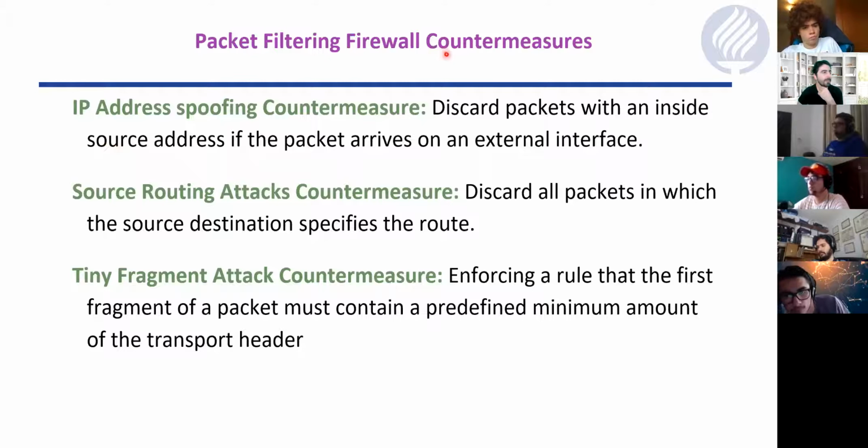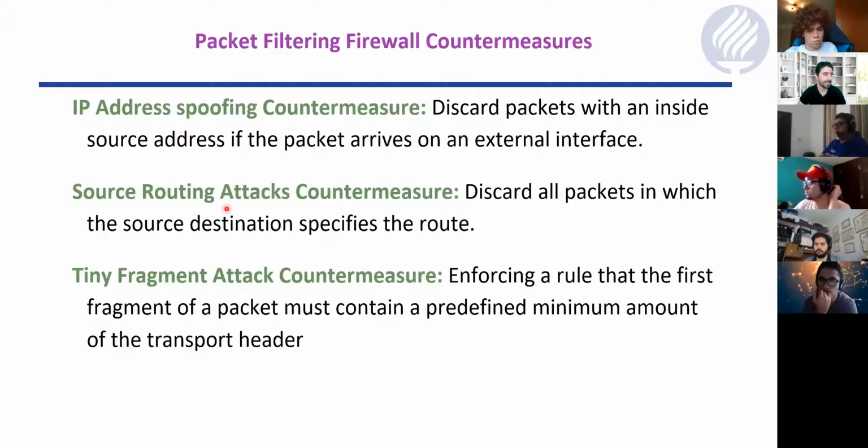So there are some countermeasures for packet filtering firewalls. One is IP address spoofing countermeasures, which discard packets with an inside source address if the packet arrives on an external interface. So what you can do, you can spoof the IP address and make it look like the packet is from the inside network to inside network. Or you can change the external IP address to an internal IP address.